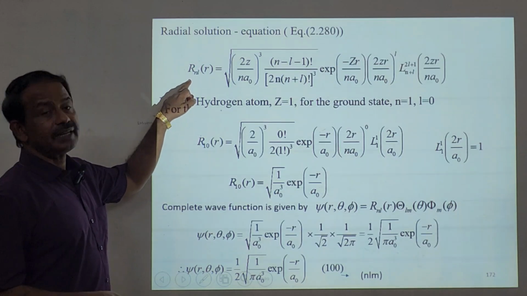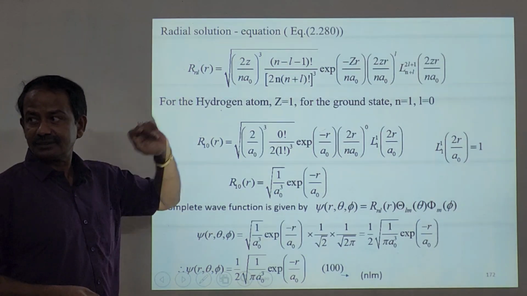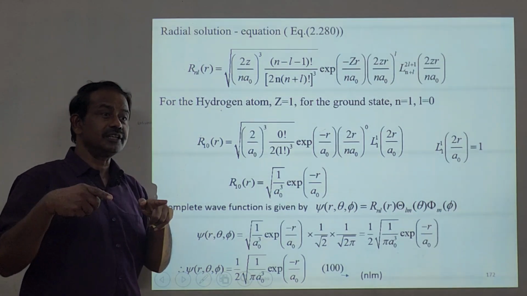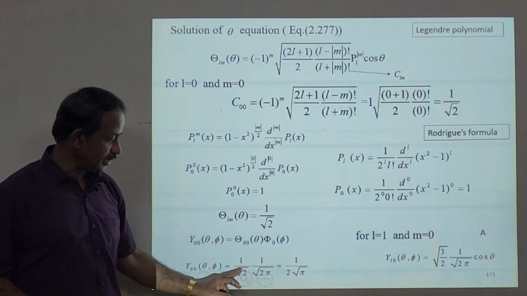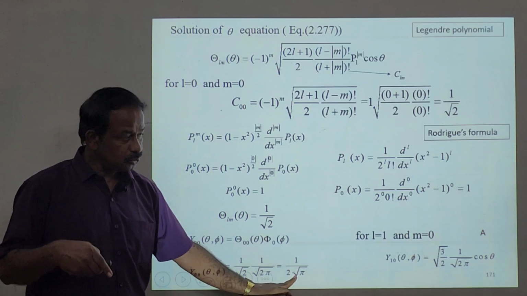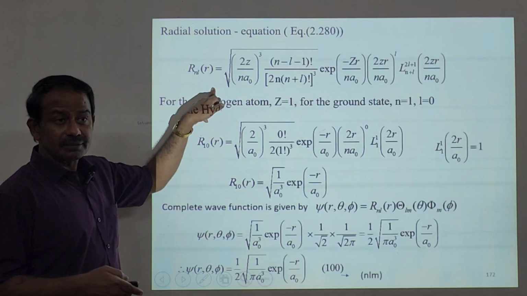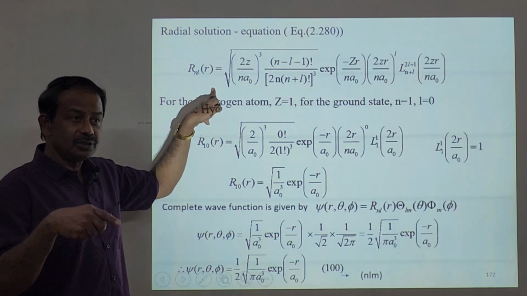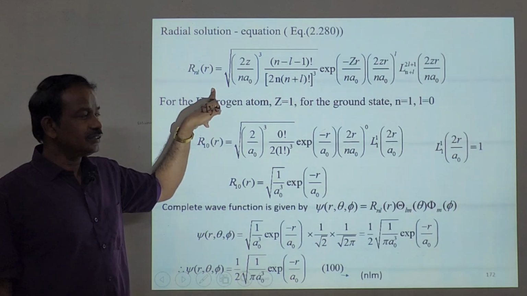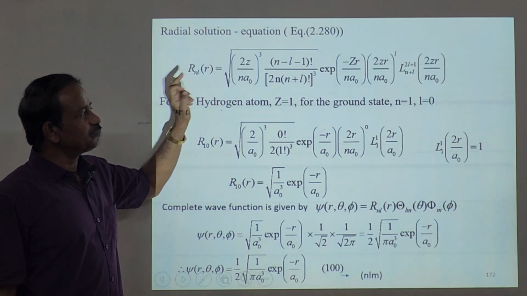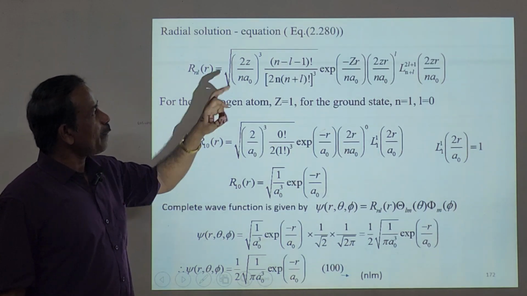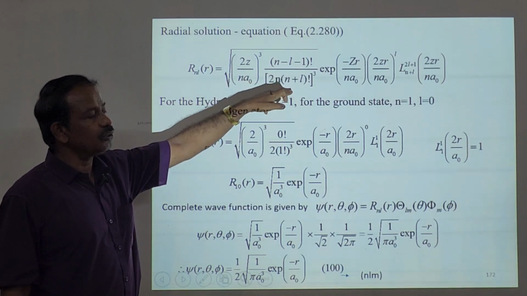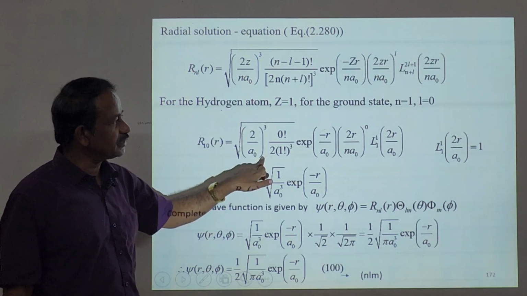Now we will go for the radial part. Radial part is given by this. The wave function is the product of the radial part and spherical harmonics, correct? So we have calculated the angular part earlier. The answer is 1 divided by 2 root pi. Now we will calculate the radial part for n equal to 1, L equal to 0, M equal to 0. This is for the ground state. You substitute n equal to 1 here, L equal to 0, M equal to 0. You will get exactly like this.